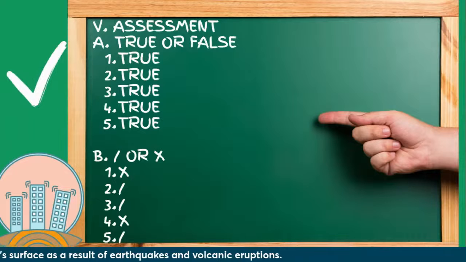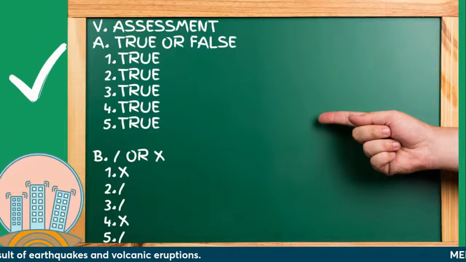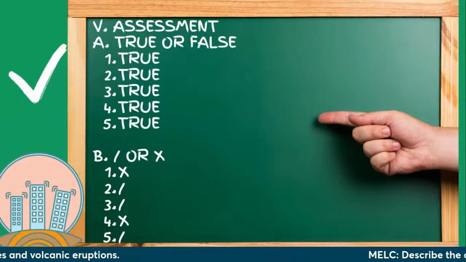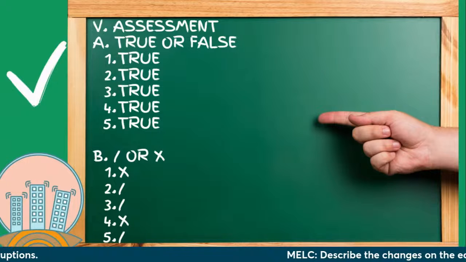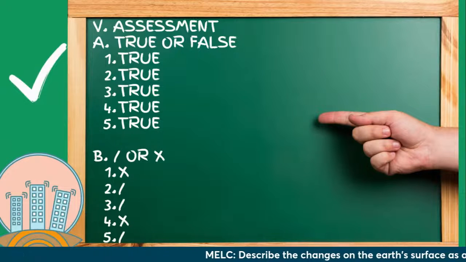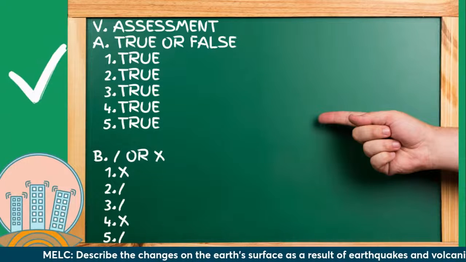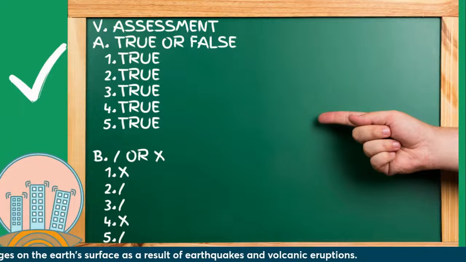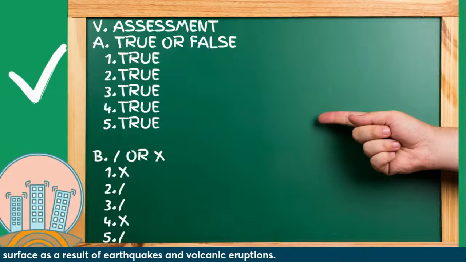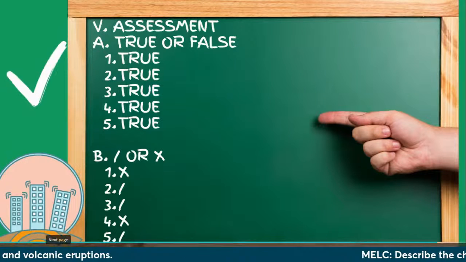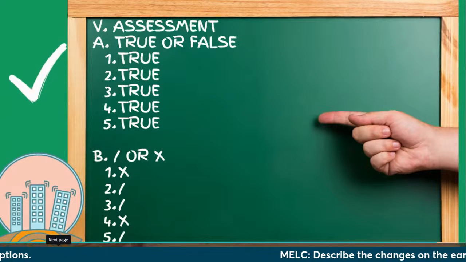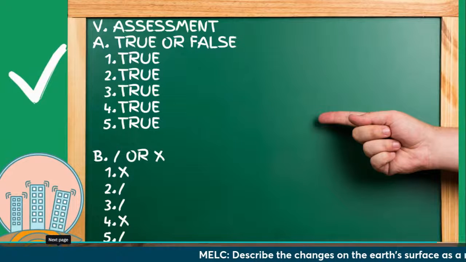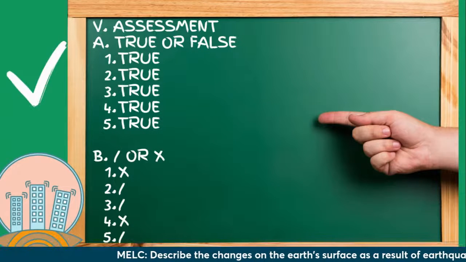Wow, we are now in the assessment. The answers are A, true or false. 1 to 5, true. And letter B, check or X. Number 1, X. Number 2, check. Number 3, check. Number 4, X. And number 5, check. All right. How many correct answers did you get? Come on, tell me. Tell your teacher how many correct answers. For those who got the perfect score, congratulations.